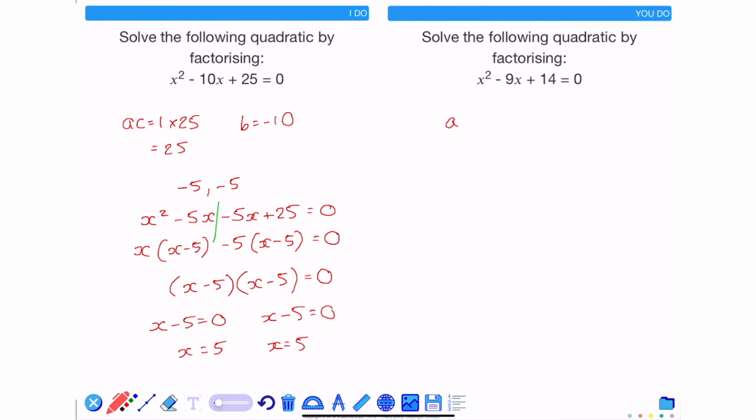The value of AC is 1 times 14 and B is negative 9. The two numbers I'm after this time are negative 7 and negative 2. So rewriting my original quadratic as x squared minus 2x minus 7x plus 14 will equal 0.